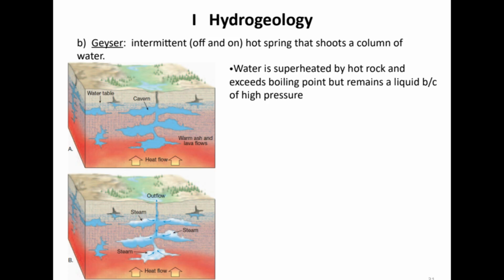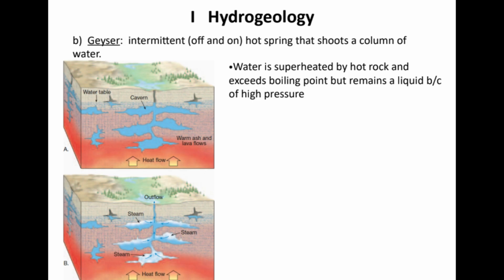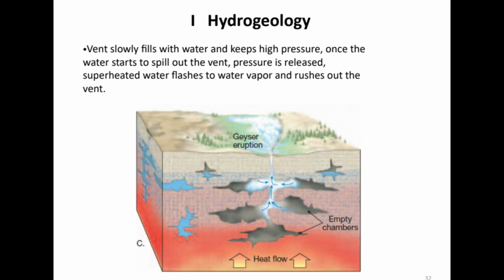A really special type of spring is called a geyser. And a geyser is this intermittent eruption of steam. To have a geyser, you first have to have caves, and those caves have to fill up with water. And you have to have caves and water and hot rock layers. Again, there needs to be some source of nearby heat, probably magma. And what happens is the water in these caves is superheated, several times the boiling temperature of water.